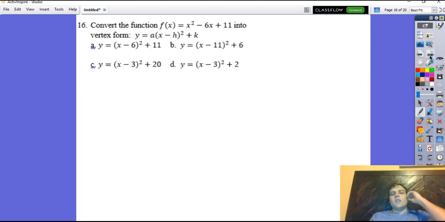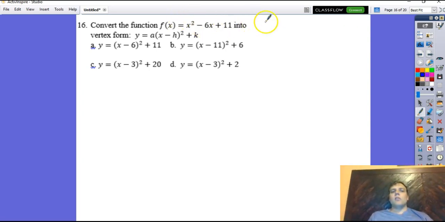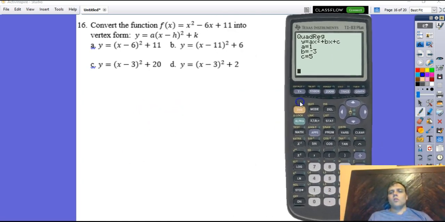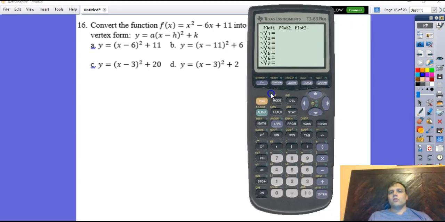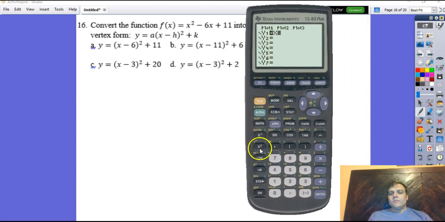Problem 16. Convert the function f(x) equals x squared minus 6x plus 11 into vertex form. And I gave you 4 multiple choice because I've taught you guys this problem through multiple choice. Okay? And there is an algebraic way of doing it. But really the calculator can do this for us if we have multiple choice. What I tell you guys to do is go to y equals, clear out any junk you don't want, and then plug in your original x squared minus 6x plus 11, and then plug in your answer choices.